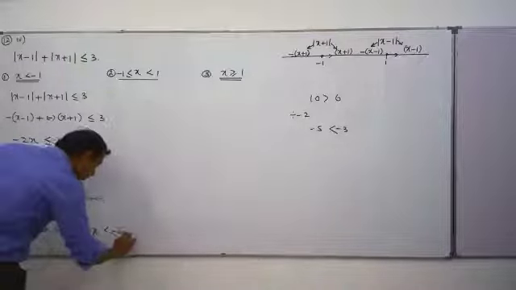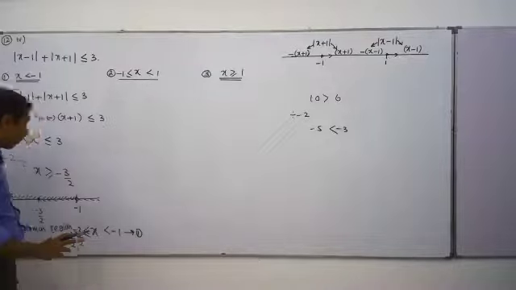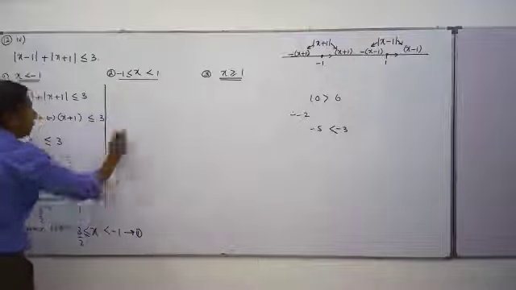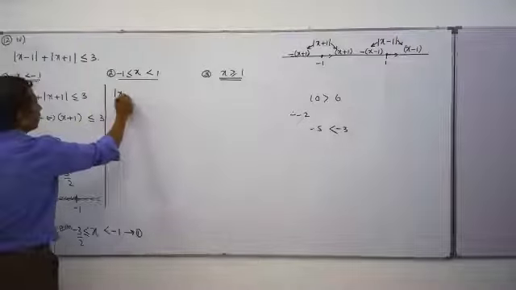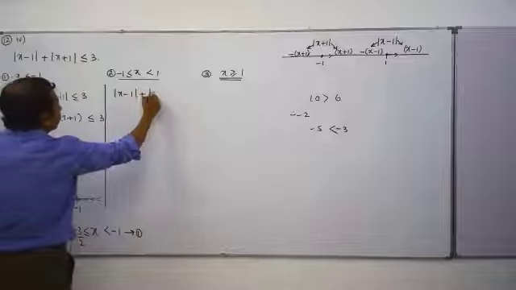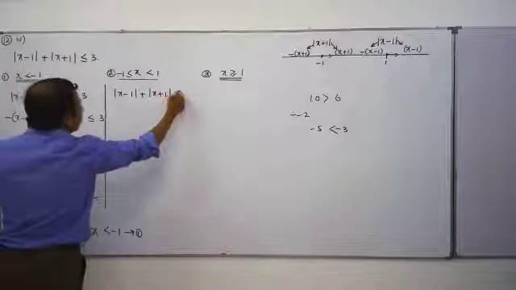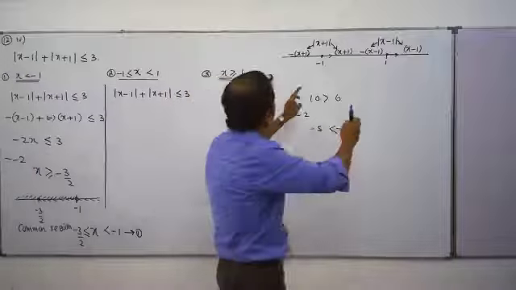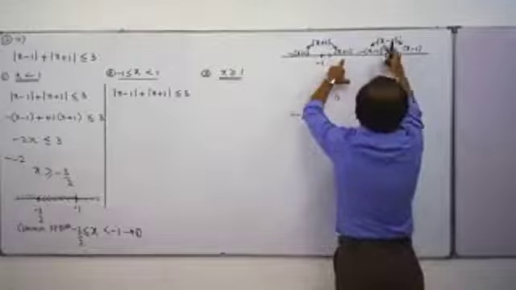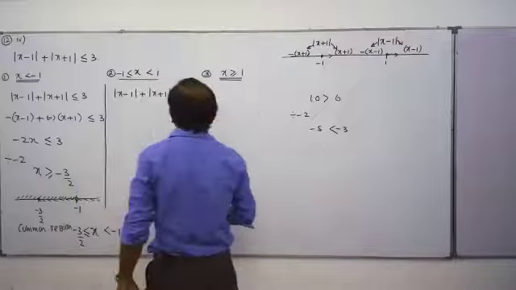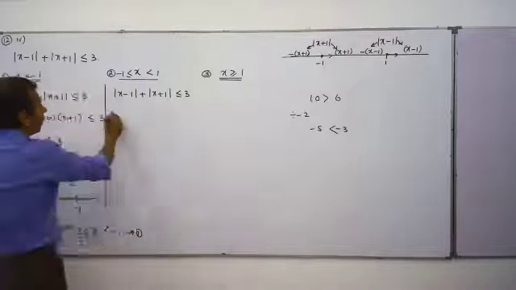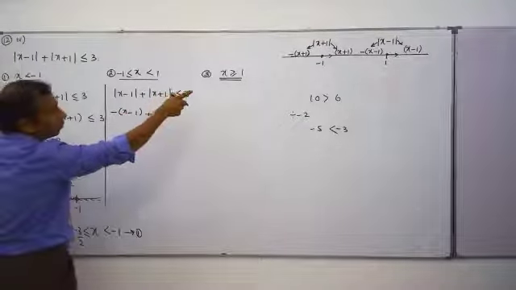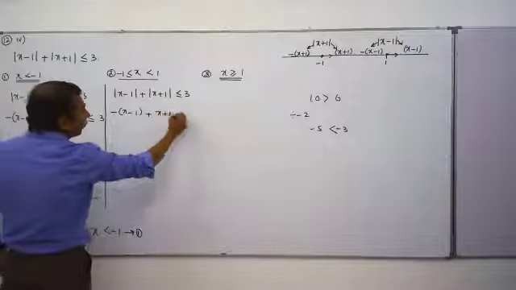Take it as number 1. In this interval, between minus 1 and plus 1, in this interval here, this takes this, right? Mod x minus 1 will be equal to minus x minus 1. Mod x plus 1 will be equal to x plus 1. Less than or equal to 3.